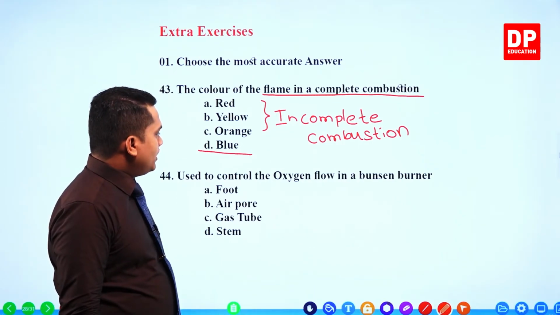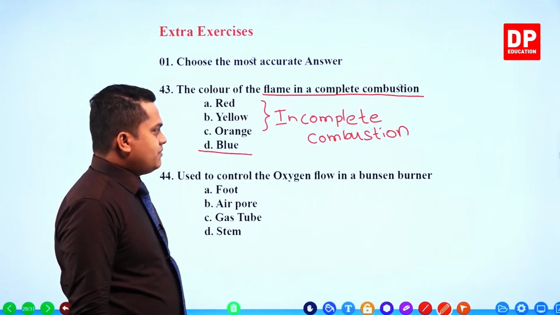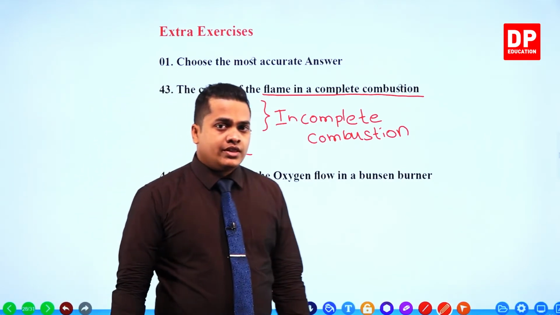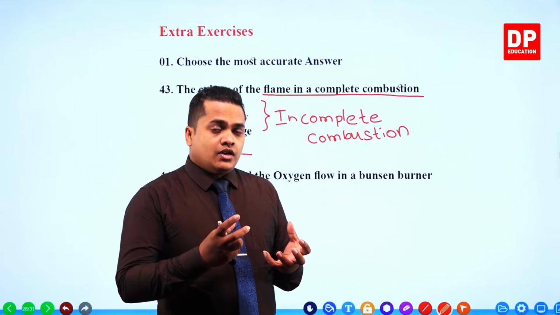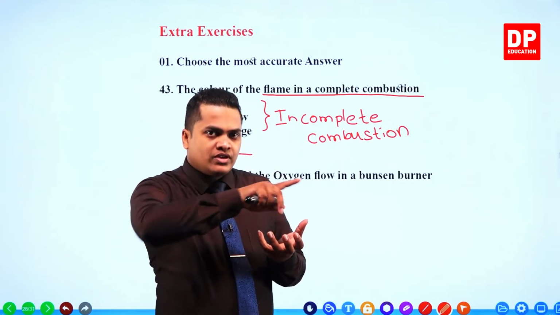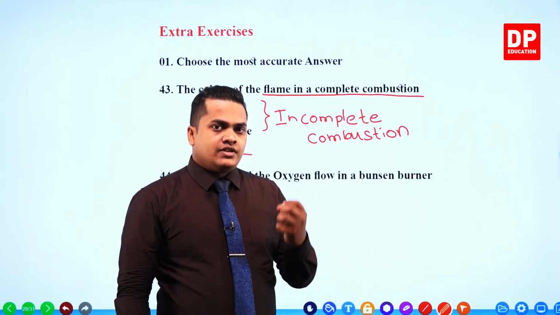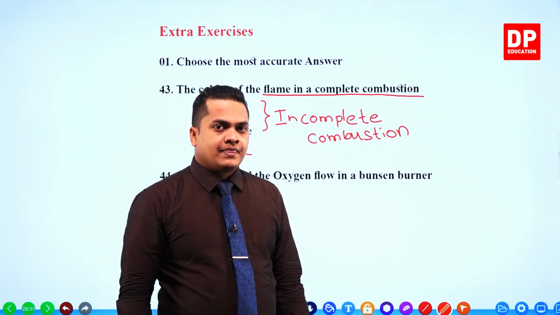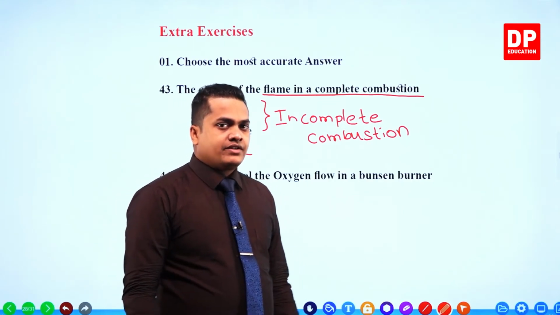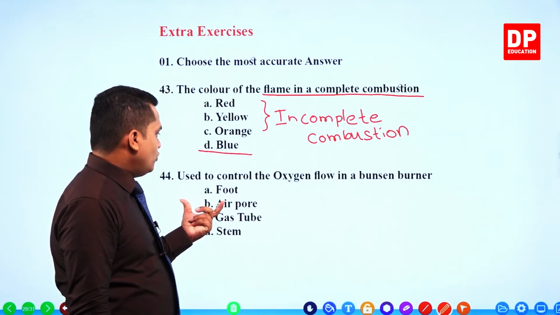Next, what is used to control the oxygen flow in a Bunsen burner? In a Bunsen burner, to control the oxygen flow, we use the collar, and that air pour is the one which is going to help control the oxygen flow inside a Bunsen burner. So let's see our responses, my dear children. Number 1, foot, incorrect.